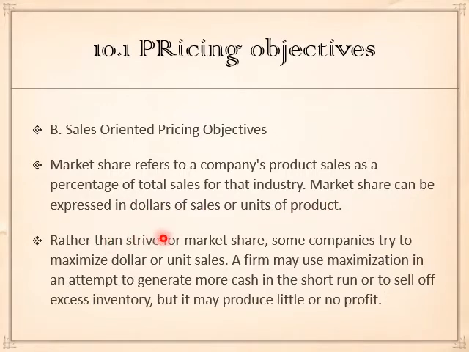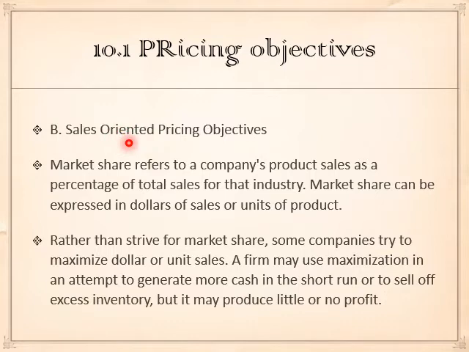So rather than striving for market share, some companies will try to maximize dollar or unit sales. A firm may use sales maximization in an attempt to generate more cash in the short run or to sell off some excess inventory, but it may produce little or no profit. So in this sales-oriented pricing objective, basically the company will set the lowest price possible so that many people will actually buy the product.